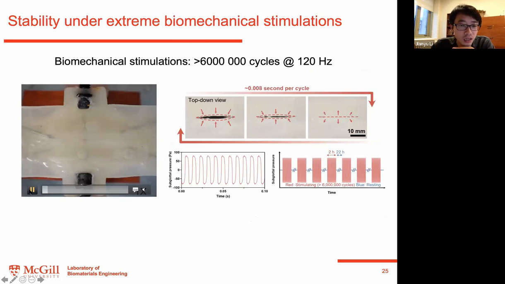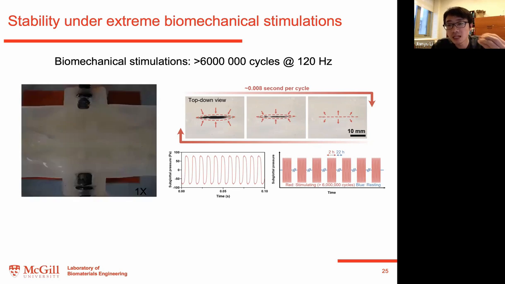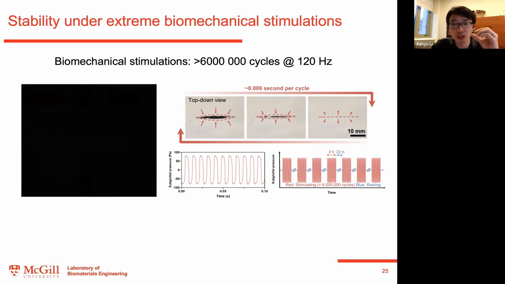And here is a video to show how this bioreactor works, and that is the function in normal speed. As you can appreciate, it is a super high frequency of mechanical stimulation. It's around 120 hertz. And also we stimulate for a long time. So throughout the whole test, we apply more than 6 million cycles of vibration.